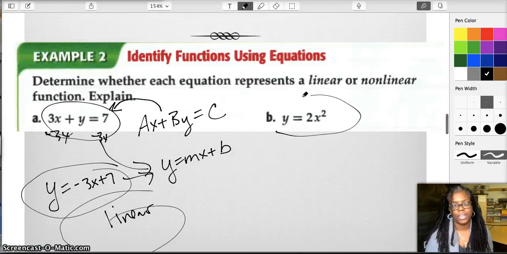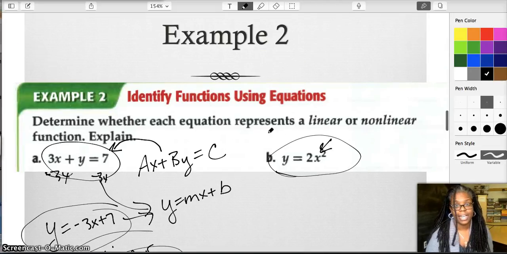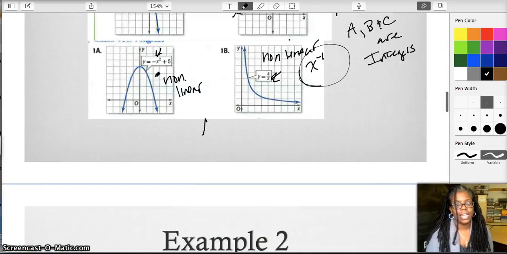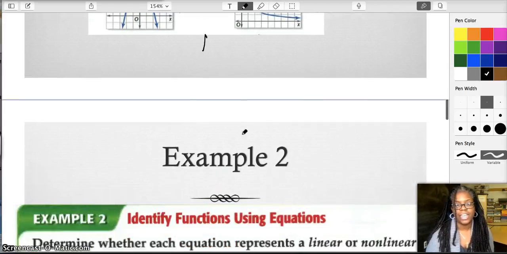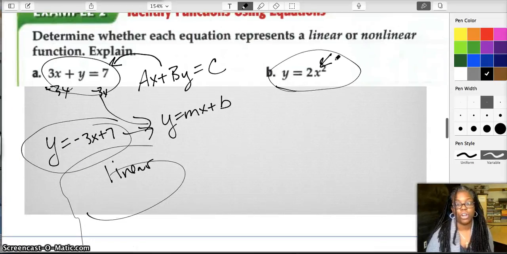Let's look at this one over here. Do you see this exponent of 2? This is reminiscent of this equation here. We said that this shape was a, do you remember? This shape is a parabola, right? And we get that anytime we deal with a certain type of equation called a quadratic.